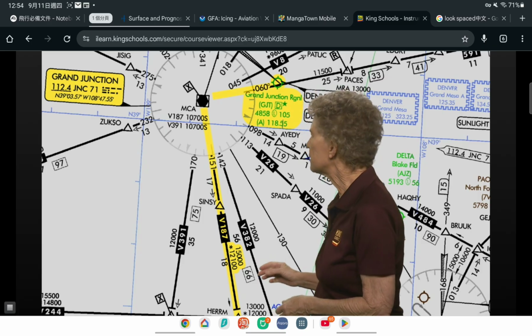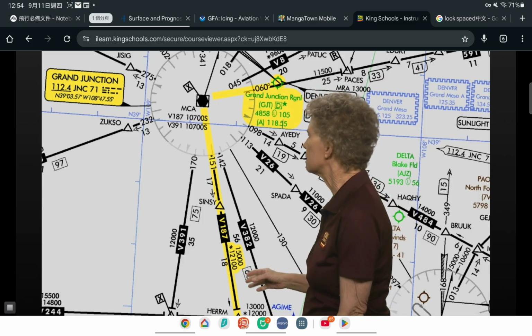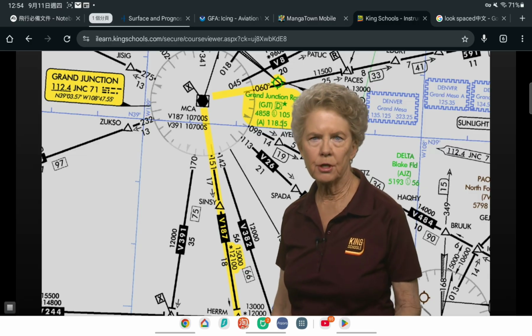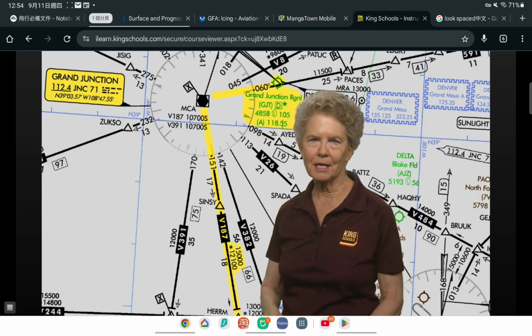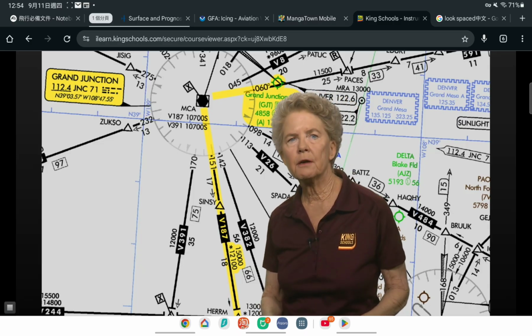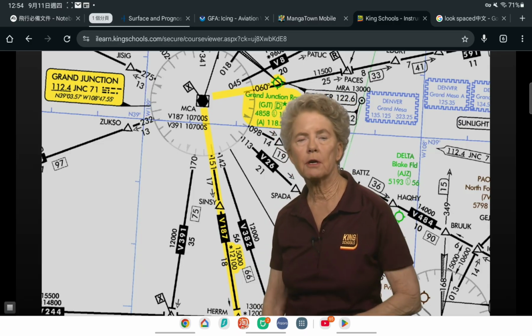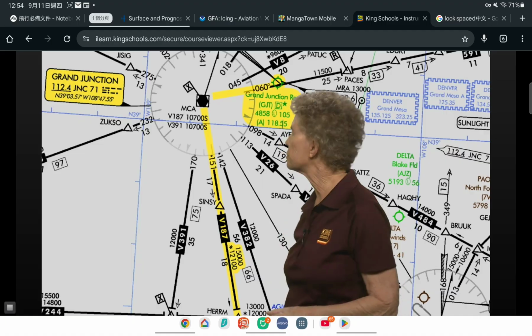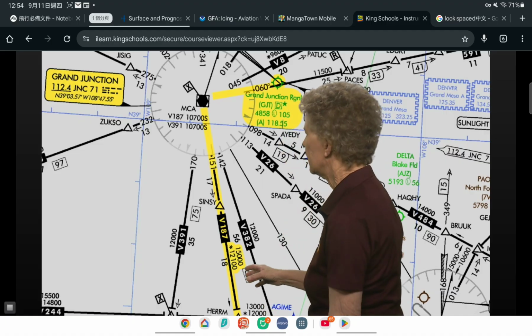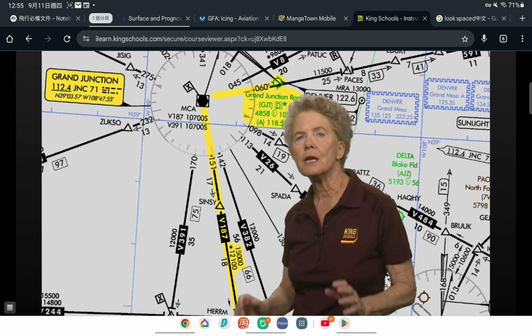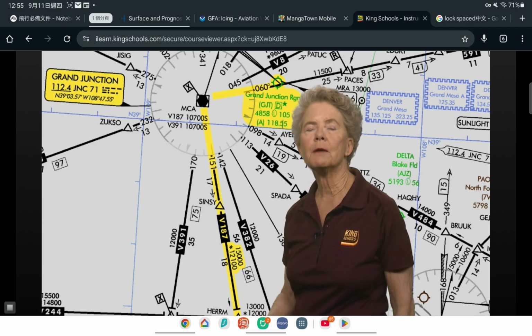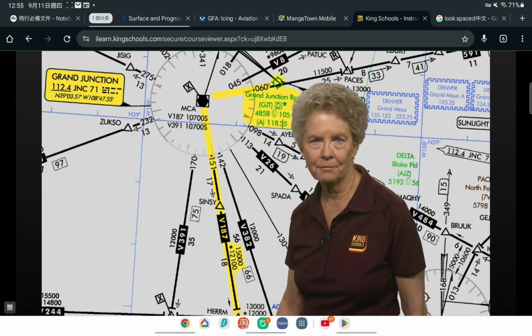Now, 15,000 feet is really going to be pushing it for a lot of general aviation aircraft. And that's a good reason for taking a close look at the IFR chart before you start out on a trip and making sure that the MEA on the airway, particularly if it's in a mountainous area, is not going to be above the capability of your aircraft.